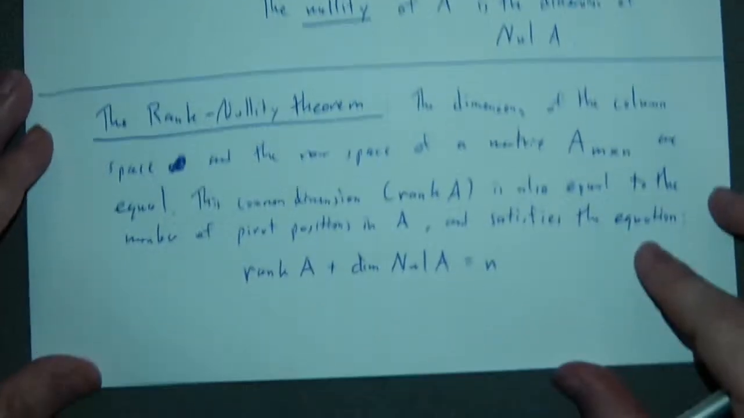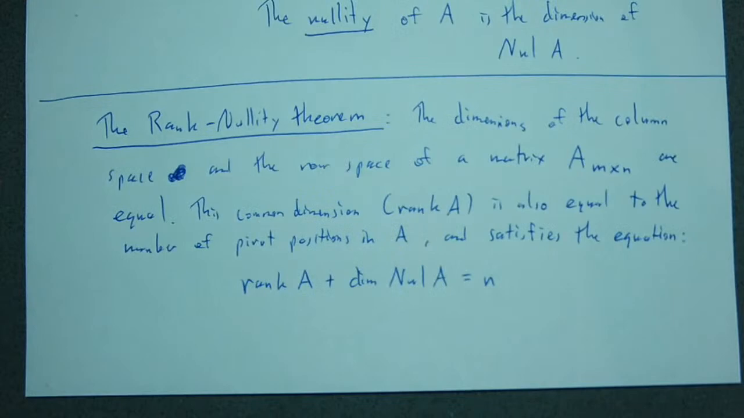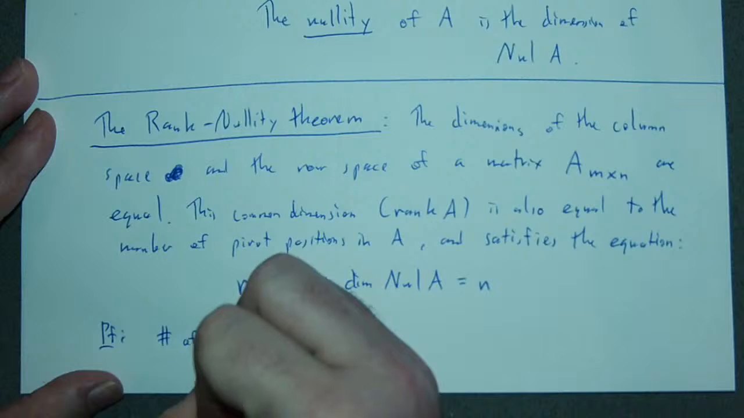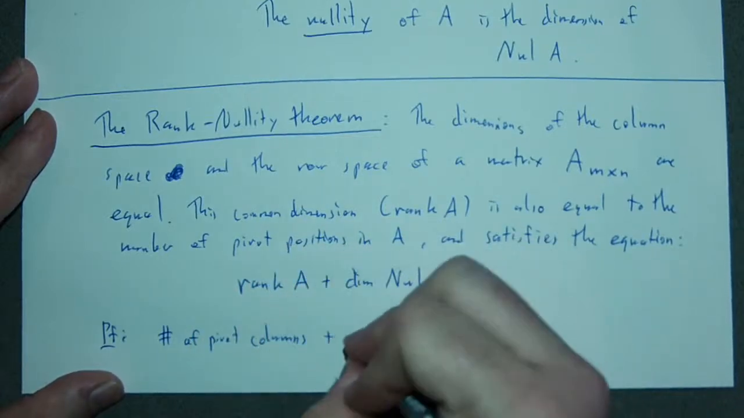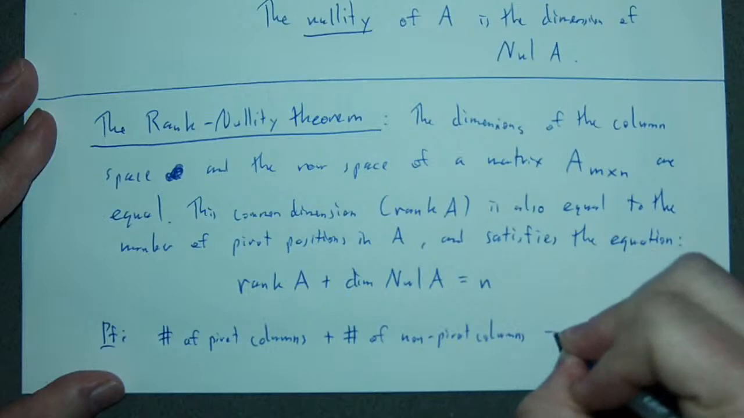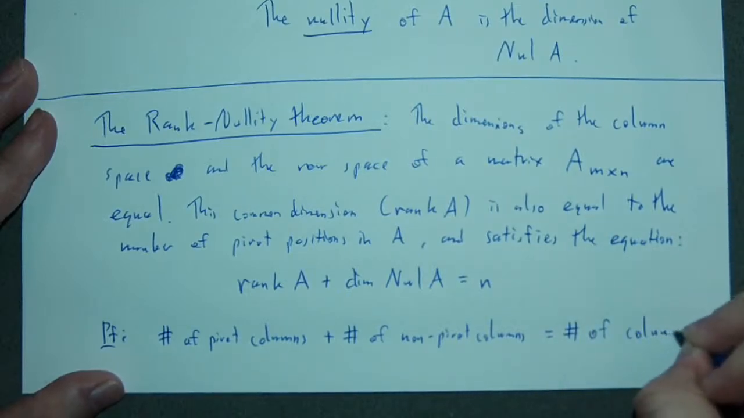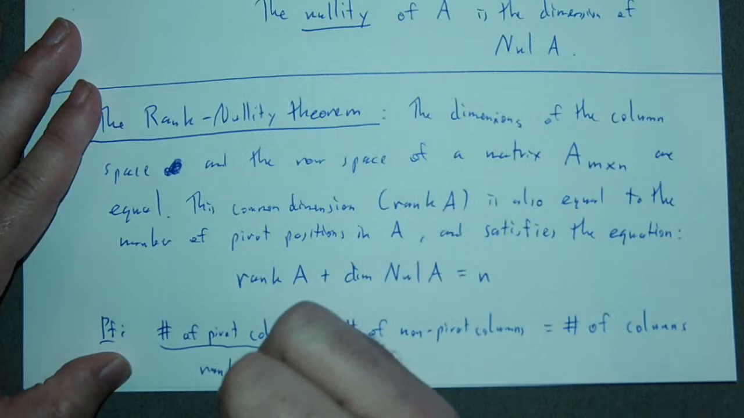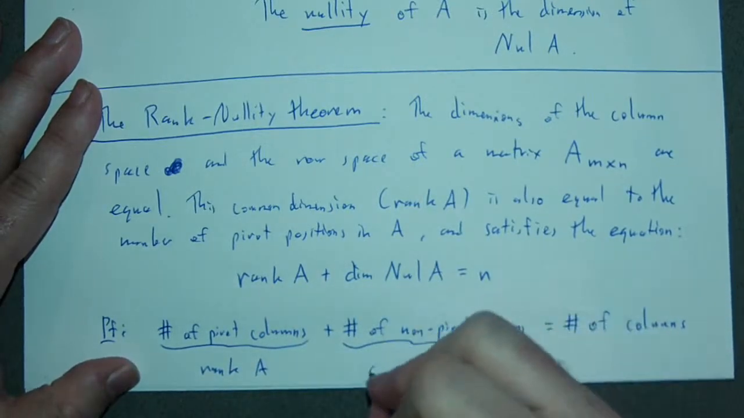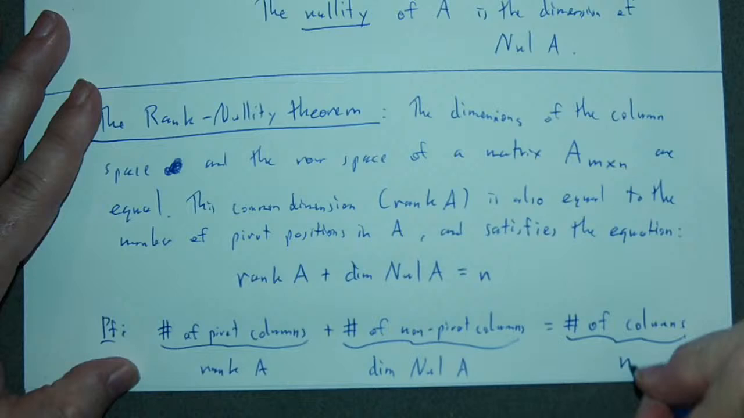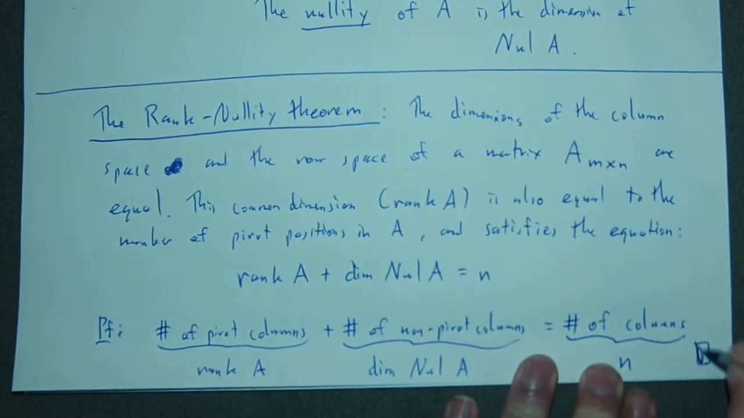All right. And I mean, that's the proof, right? This has an important name and is actually very important, but once you set up this terminology, the proof is literally one line, right? Proof. Well, number of pivot columns plus number of non-pivot columns equals number of columns. Right? That's the proof. Okay, why is that the proof? Because the number of pivot columns is the rank of A. The number of non-pivot columns is the dimension of the null space of A. And the number of columns for an m by n matrix is n. QED, right? That's it. That's the proof.